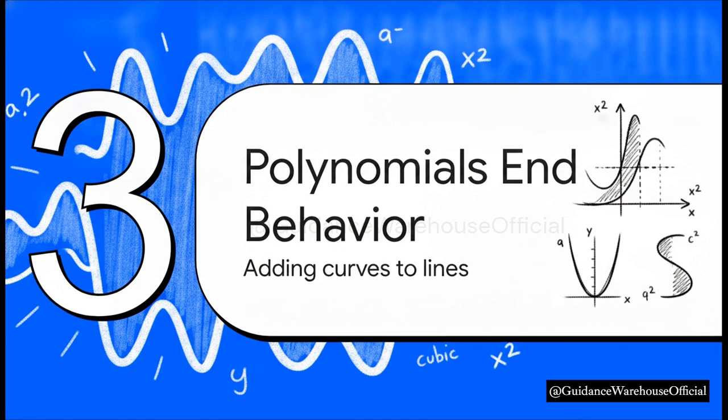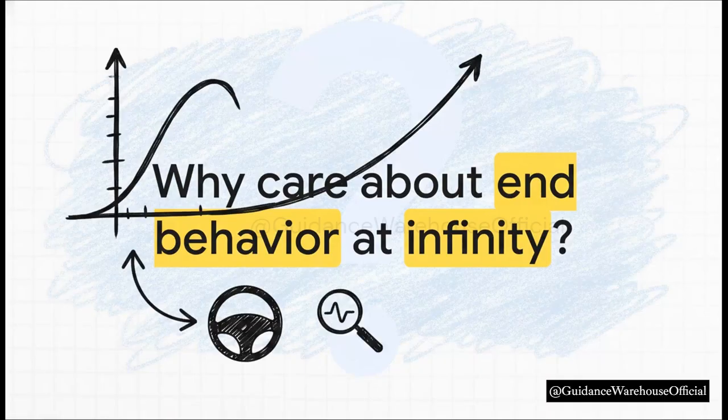Time to add some curves to our lines. Because let's face it, the real world rarely moves in a perfectly straight line. By throwing some exponents onto our variables, we create polynomials, and that brings curves into the mix. Now, when you study these curves, you are definitely going to hear the phrase end behavior. And you might be wondering, why on earth do we care about what a graph does way out at infinity?